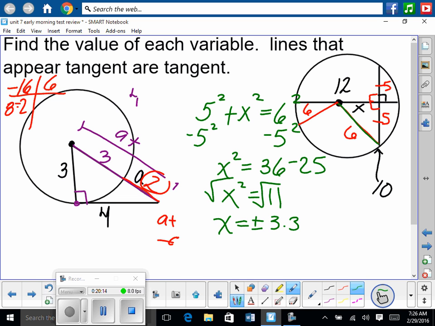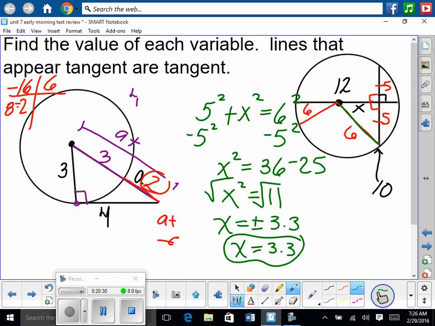Would it make sense to have a minus? No, we throw that answer out. So x is equal to 3.3. Everybody good with that? Do not miss that one. That one's probably the easier one, right? As long as you know what you're doing.